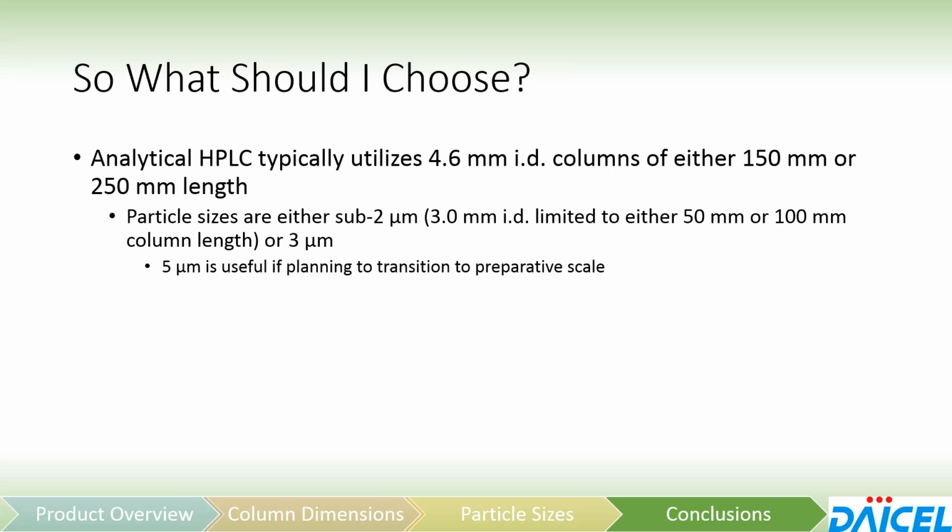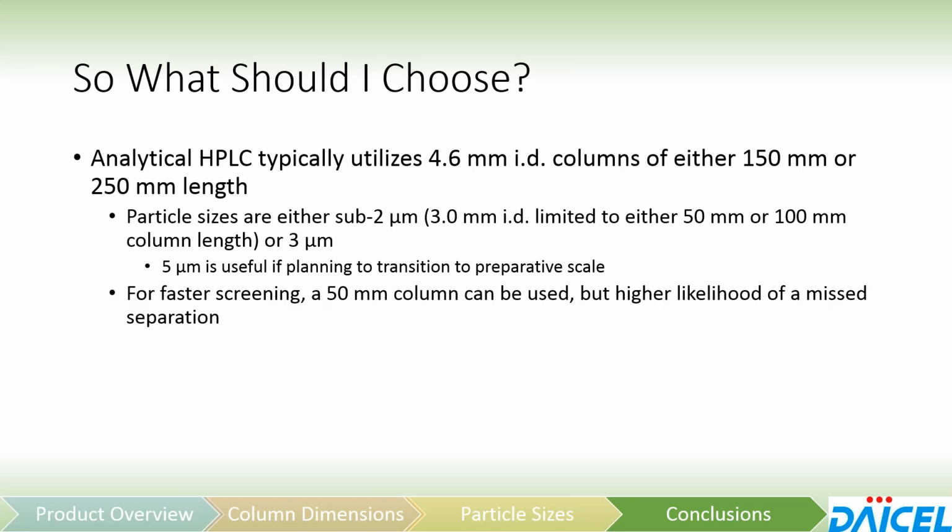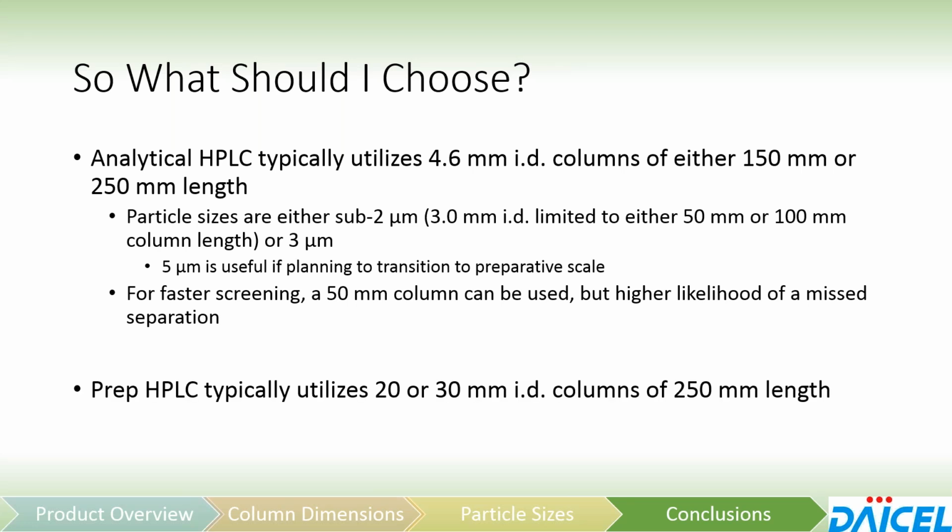5 micron, as I mentioned, is certainly useful if you're planning on transitioning to preparative scale. But if you're just looking for analytical only, then 3 micron is a good way to go. For faster screening, you can certainly look at doing a 50 millimeter length column, but there is a higher likelihood that you might miss a separation if you go that direction. So when we do our screening internally, generally, we're always screening on a 150 millimeter length column just to kind of minimize the chances of us missing something.